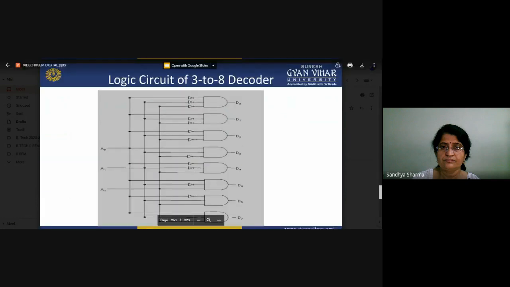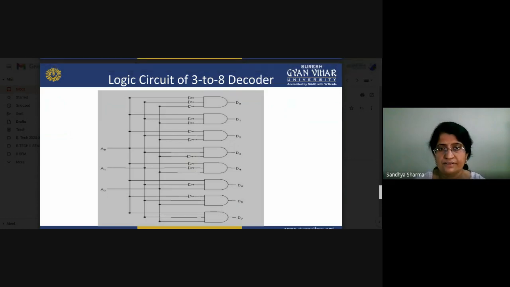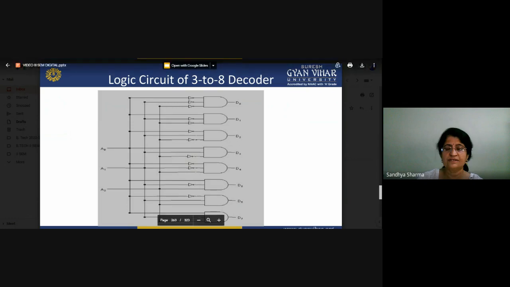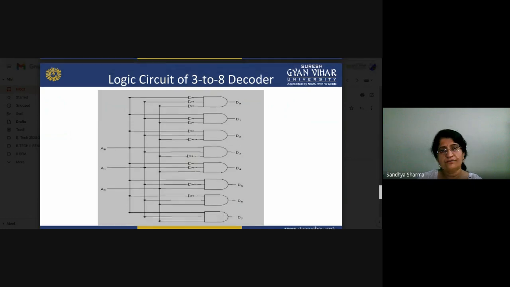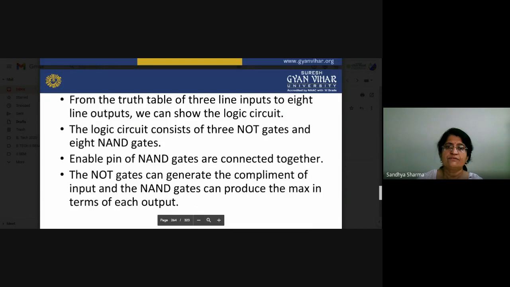This is the logic circuit diagram, built by using AND and inverter gates. So you can also see how you can design your decoder. We can see here the truth table of 3 input lines to the 8 output lines.